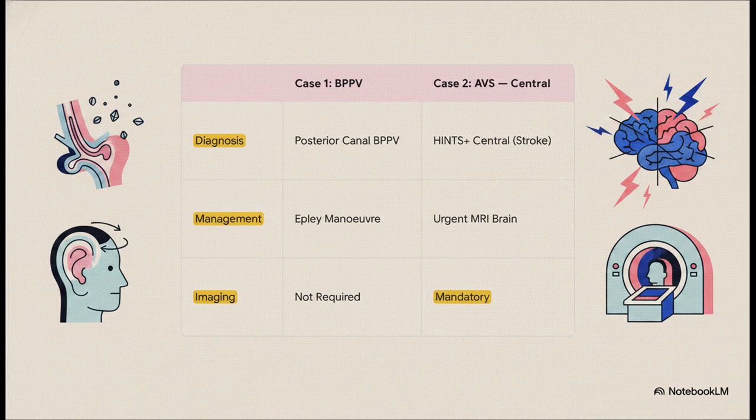So here's the synthesis, the bottom line. The protocol has perfectly separated these two cases. Case 1 is a mechanical inner ear problem, posterior canal BPPV, that we can treat right then and there at the bedside with an Epley maneuver. No imaging needed. Case 2, on the other hand, is a neurological emergency. Those HINTS positive findings are pointing straight to a central cause, very likely a stroke, and that requires an urgent MRI of the brain. Two totally different paths.